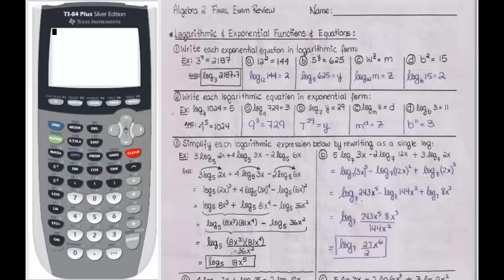Hello, welcome. This is the final exam review for Algebra 2. This is going to be part A2. And basically, here on problem number 1, we're asked to write each exponential equation in logarithmic form.